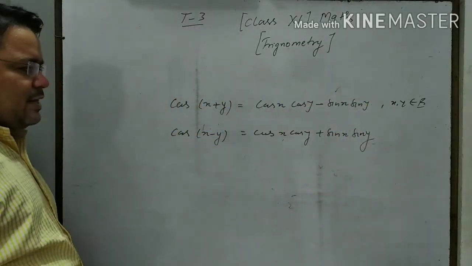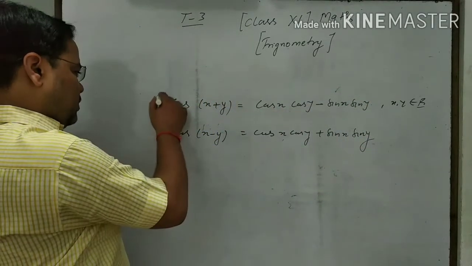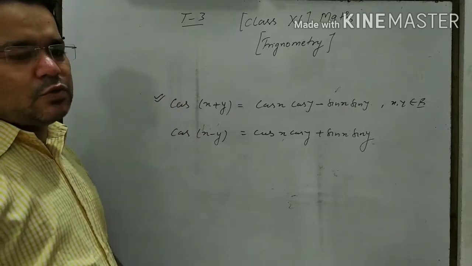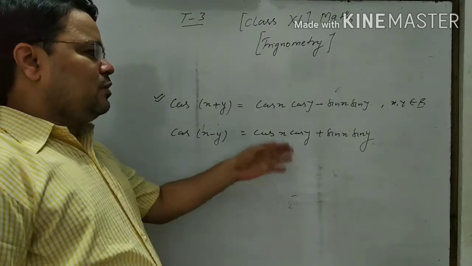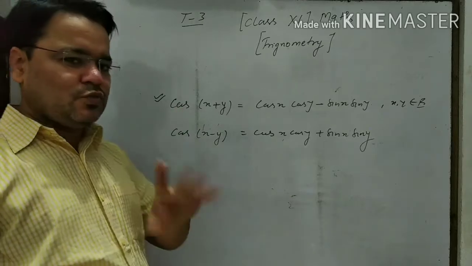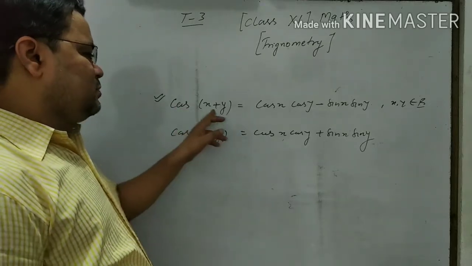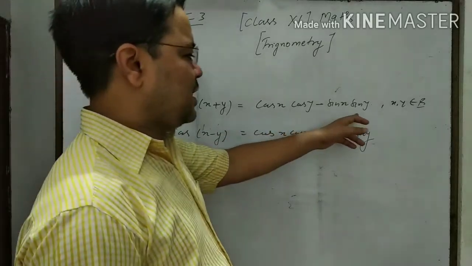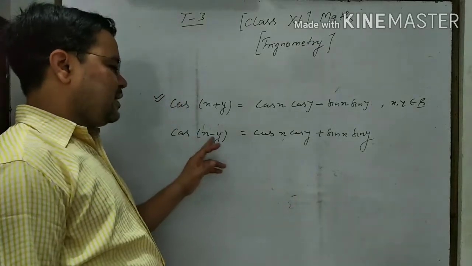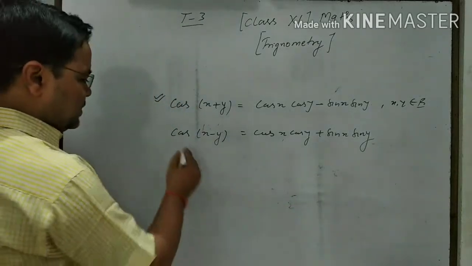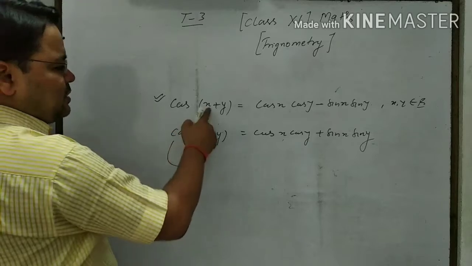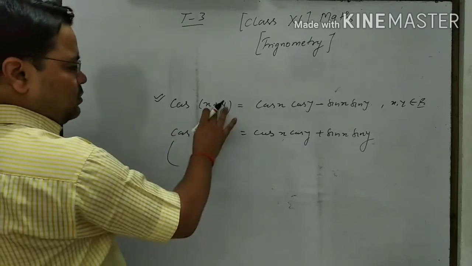Sin x sin y. Here only one is important to learn, and the other formula we can prove on the basis of these two formulas. That's right. Cos(x+y) is equal to cos x cos y minus sin x sin y, and cos(x-y), how can we write it? Therefore, I am telling you only this is important. You can do this if you learn this.